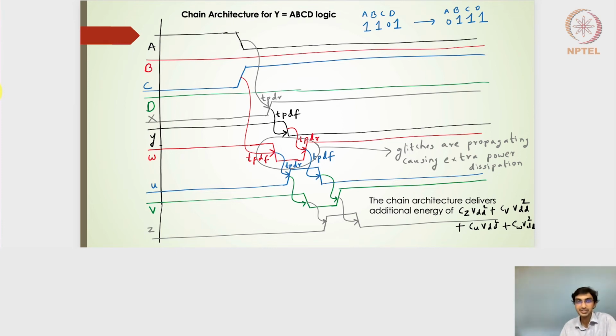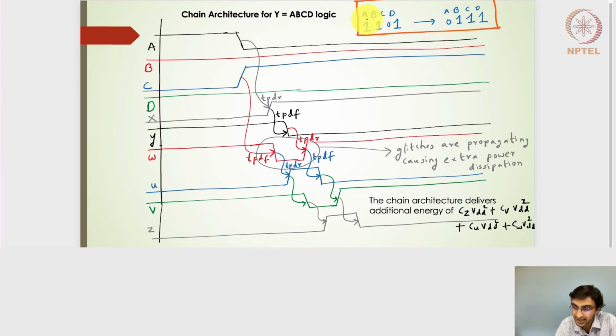So we have the chain architecture, that means A and B and C and D. A and B will create X, and then X inverted will be Y. C and Y will give me W, W's inverter will be U, U and D will give me V, and then the inverted output of V will be Z. Let's take the same example, the inputs ABCD doing the transitions from 1101 to 0111.